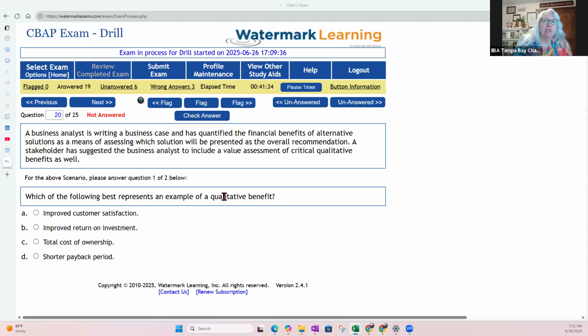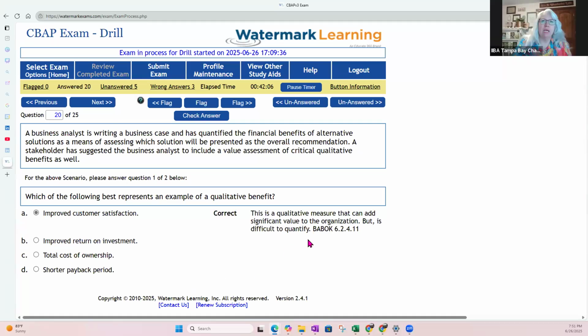Example of qualitative benefits. So it's not quantitative, it's qualitative, like quality. Is that improves customer satisfaction, improve return on investment, total cost of ownership, or shorter payback period? I would say A, Alpha. The reason it's not B, C, or D is we can put numbers with those. This one you can put numbers with, but it's not as easy. This is a qualitative measure that can add significant value to the organization, but it's difficult to quantify.